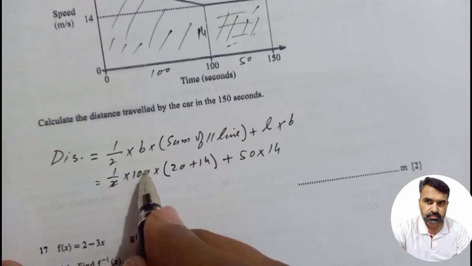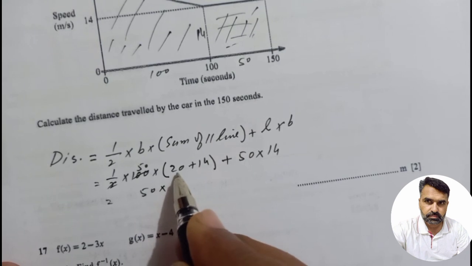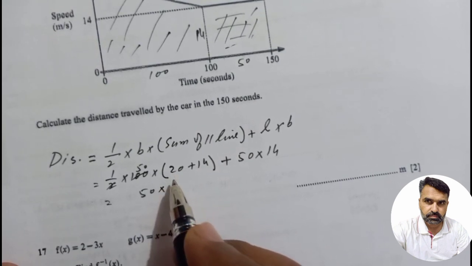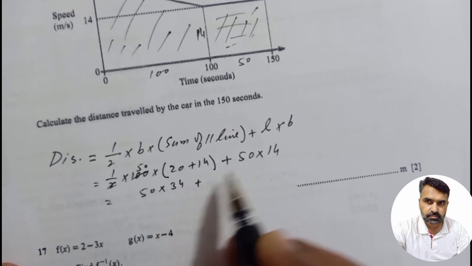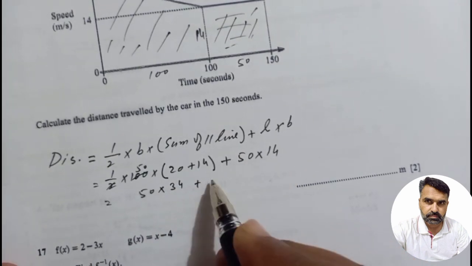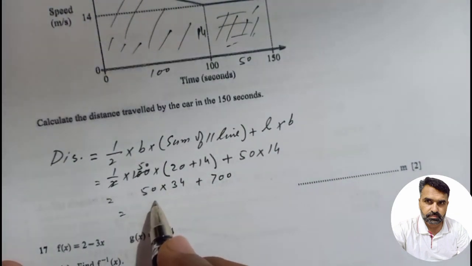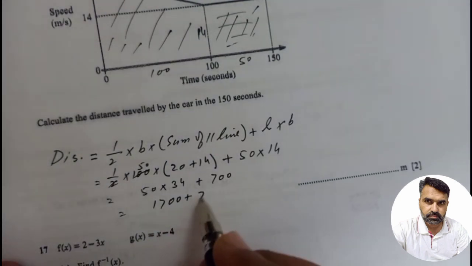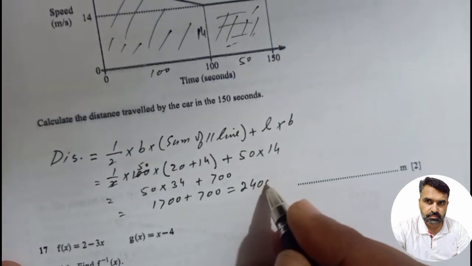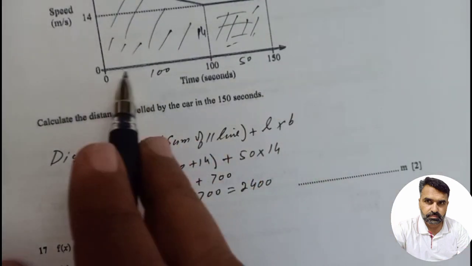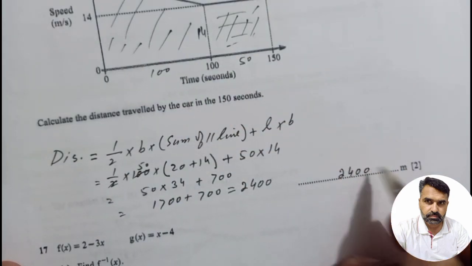Now students, 2 1s are 2 and 2 50s are 100. It will become 50 multiplied by 20 plus 14, which means 34, plus 50 multiplied by 14, which means 700. When we multiply 50 with 34 we will get 1700, plus 700, and when we sum up both numbers we will have 2400. So the distance the car traveled during this time according to the speed is 2400 meters.